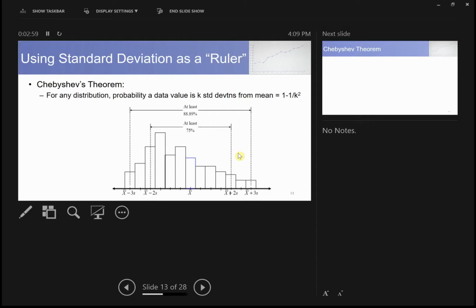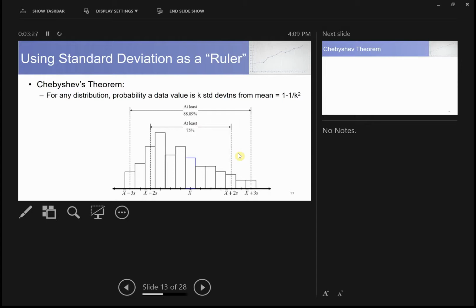What about 3 standard deviations from the mean? Well, the theorem now just changes, because now the probability is 1 minus 1 over the number of standard deviations we are away squared, which is 8/9, roughly 88.88%. So this is true for any distribution.